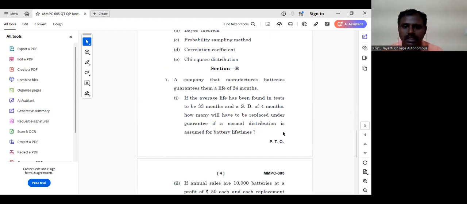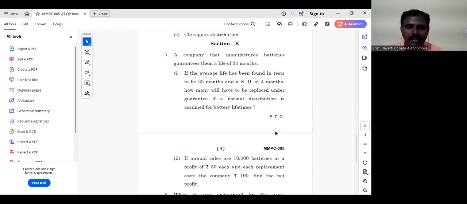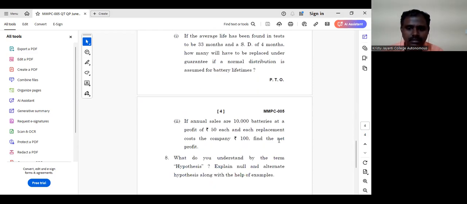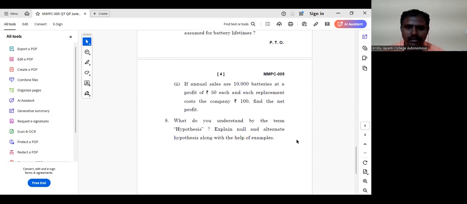So here also in the probability distributions, they asked one question. And even the hypothesis testing also, they asked 20 mark questions. Okay. Explain null and alternate hypothesis with the help of examples.